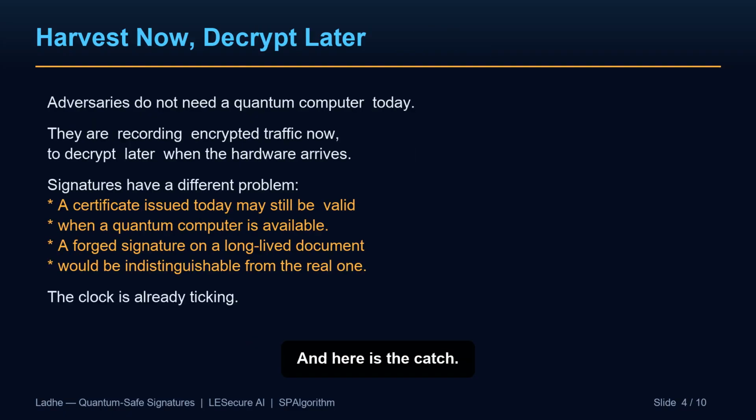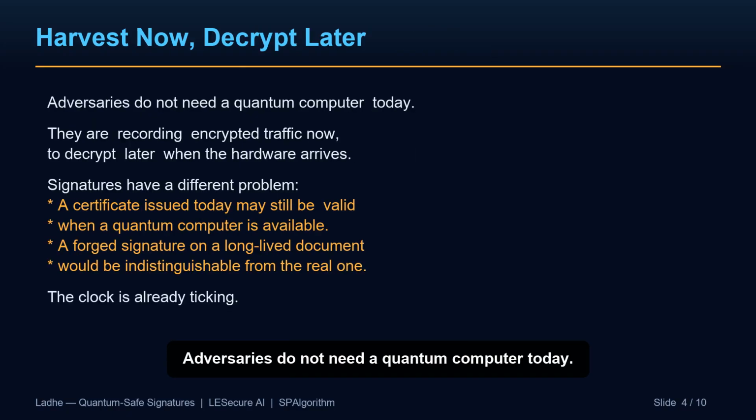And here is the catch. Adversaries do not need a quantum computer today. They are recording encrypted traffic right now, to decrypt it later when the hardware arrives. This is called harvest now, decrypt later.